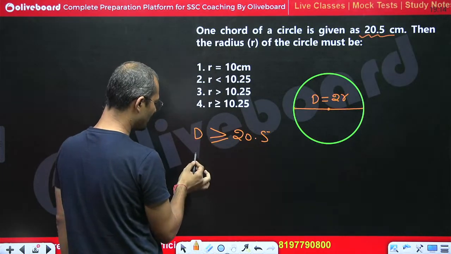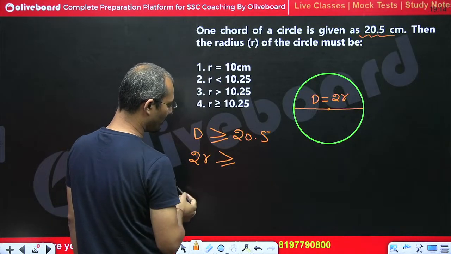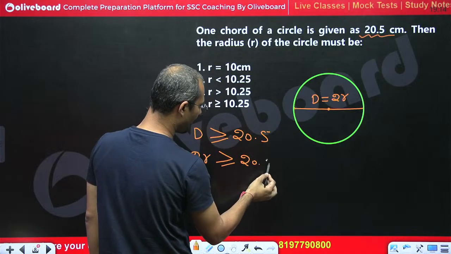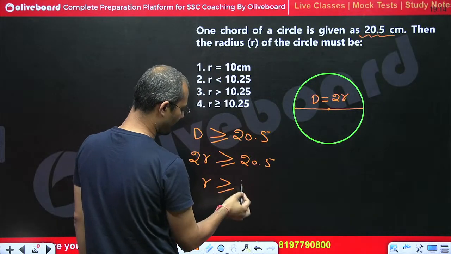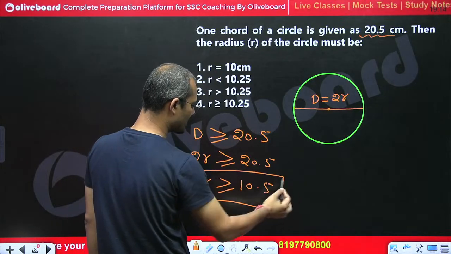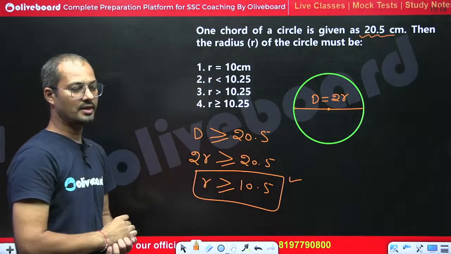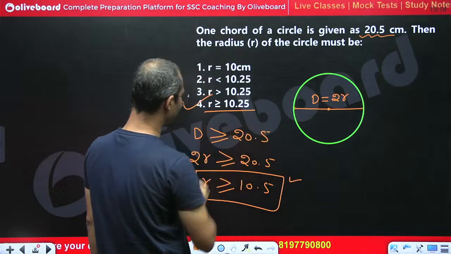Is this okay? So here we know that diameter is equal to 2r. So 2r must be greater than or equal to 20.5. So the value of r must be greater than or equal to 10.25. So the radius must be greater than or equal to 10.25. So fourth part is the right answer.